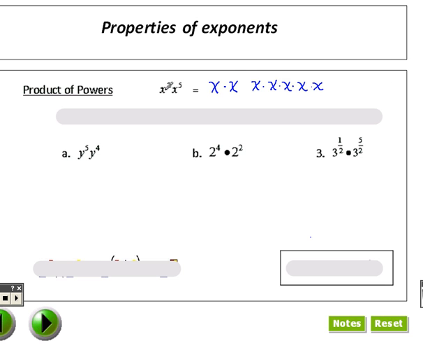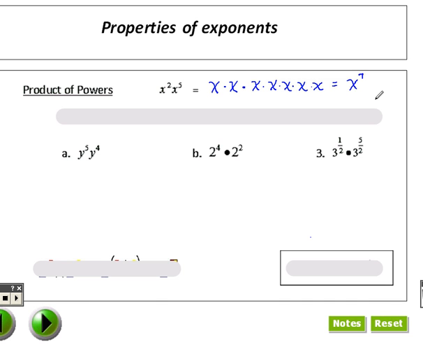So this right here is a multiplication, x squared times x to the fifth. So we're multiplying the two together. In total, we have 7 factors of x. We have x to the 7th power.